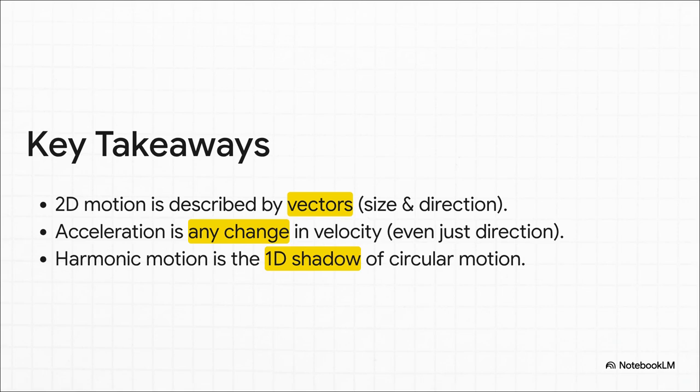So let's just quickly recap our whole journey. We started with vectors, because you need both size and direction to talk about 2D motion. Then, we redefined acceleration to include any change in velocity, even just turning, which was the key to unlocking circles. And finally, we saw that the simple back and forth of harmonic motion is beautifully and forever tied to the smooth spin of a circle.